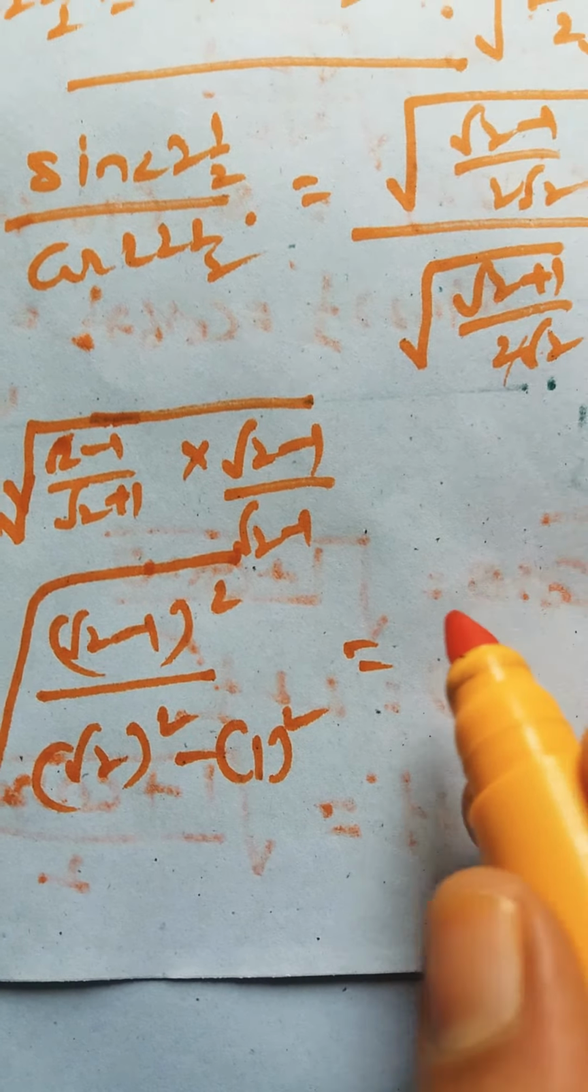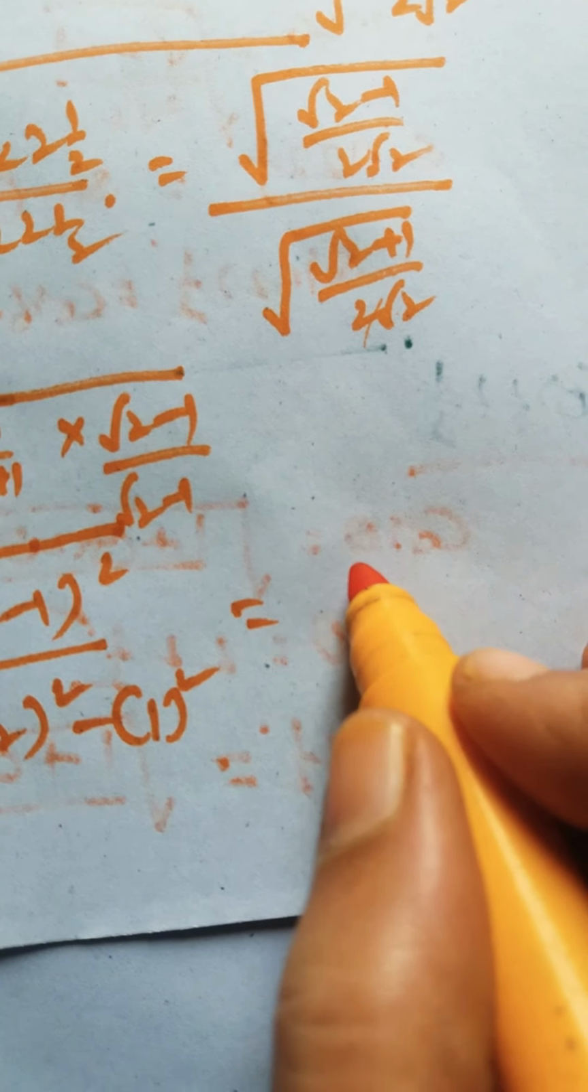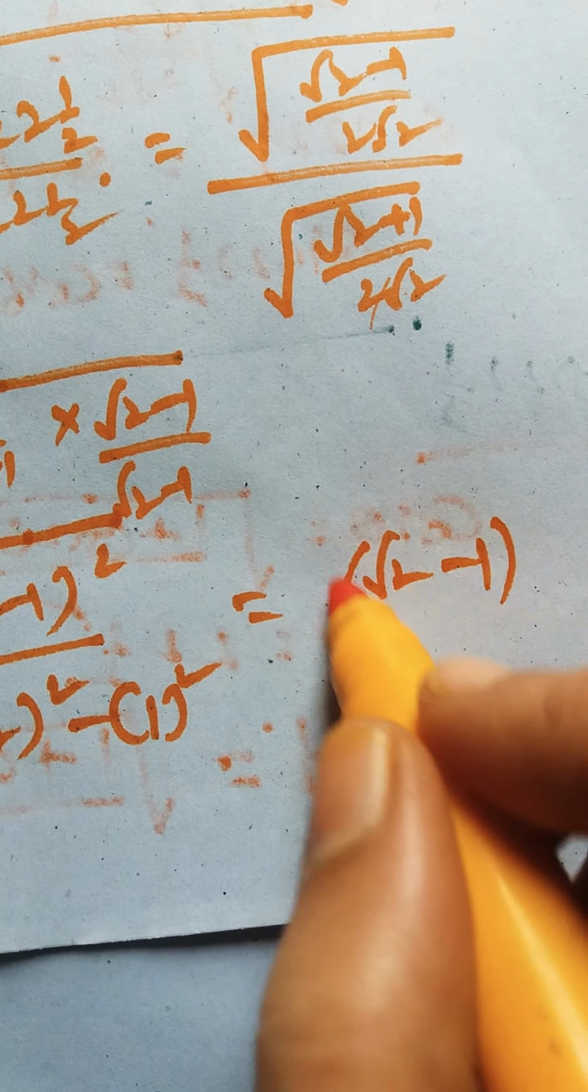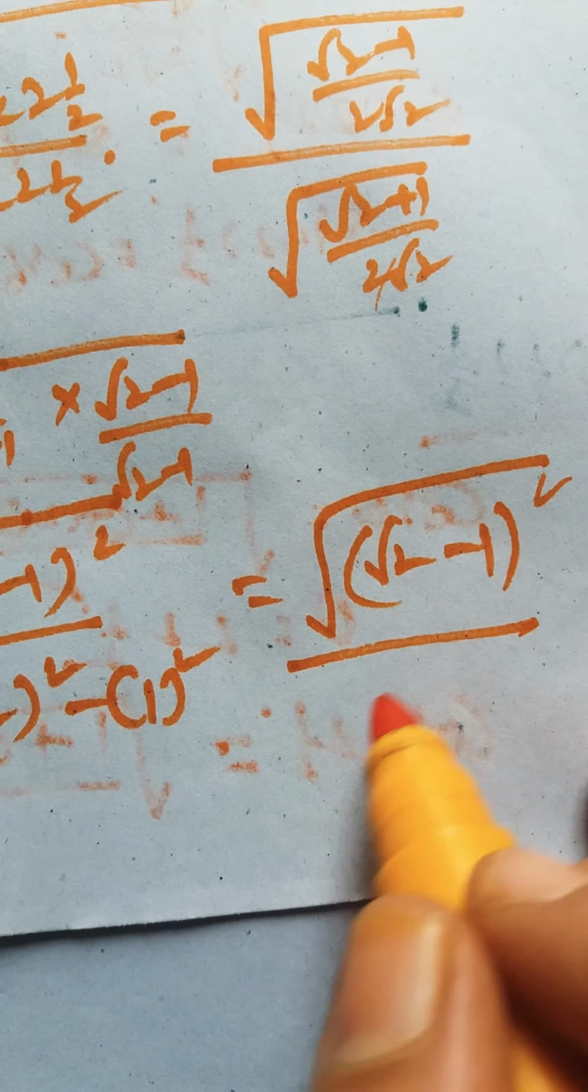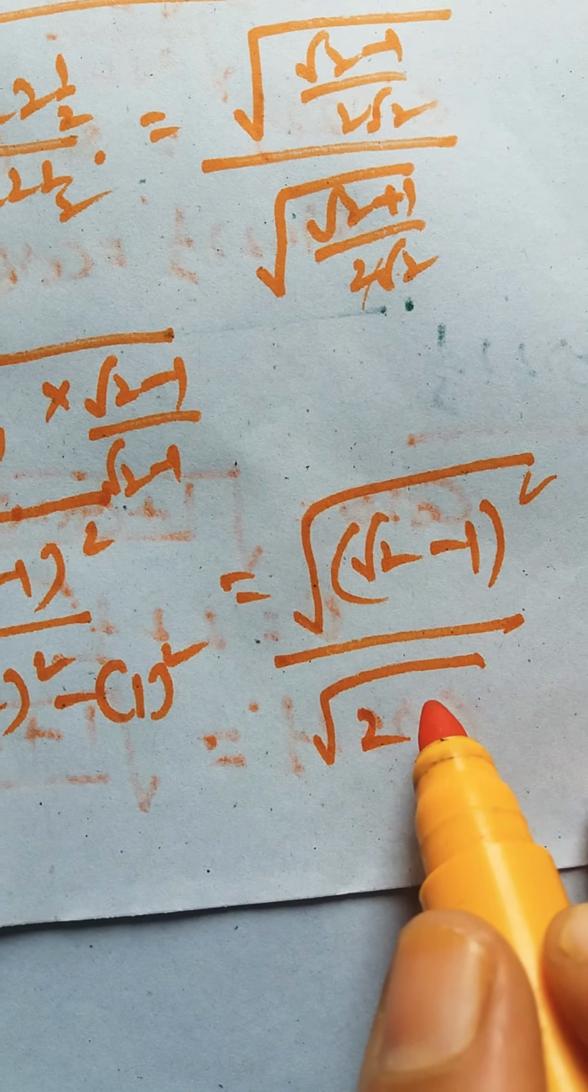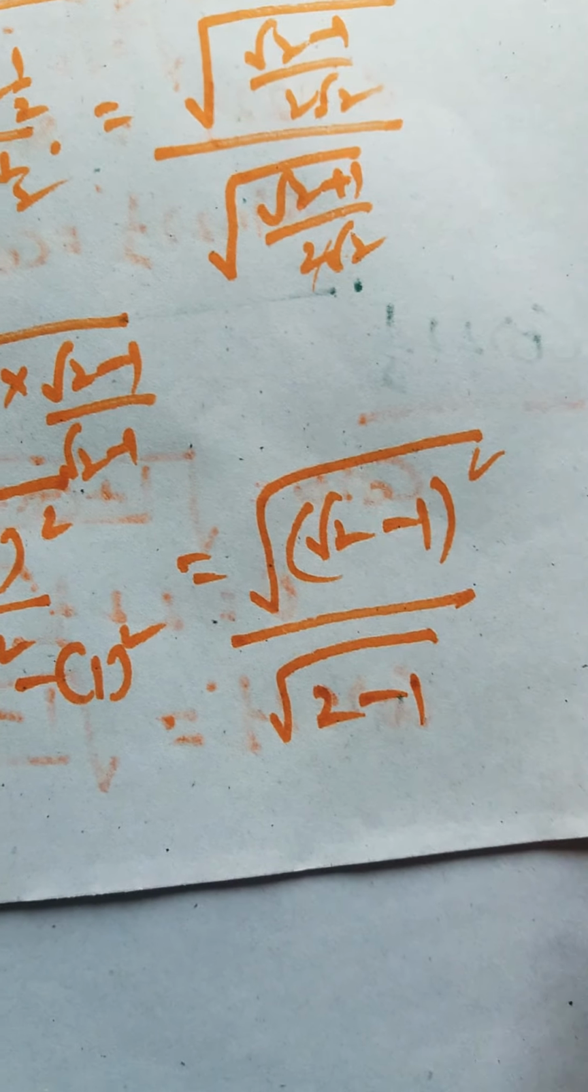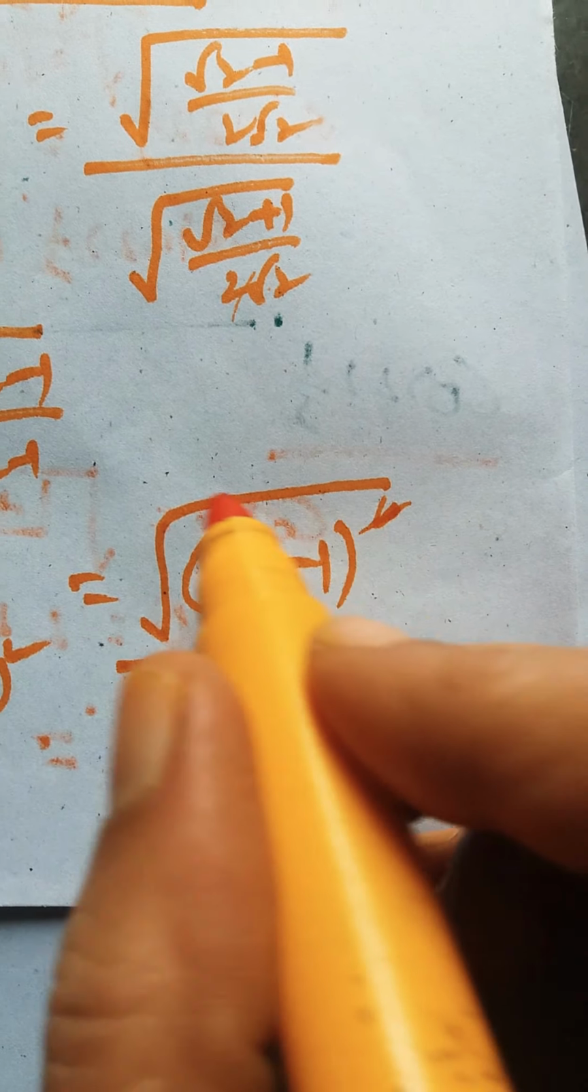Now I will separate the root for both numerator and denominator. We will get here root of (root 2 minus 1) whole square, divided by root of (root 2 square, which means 2 minus 1 square is 1). Now here the numerator square and root will get cancelled. We will get the numerator as root 2 minus 1, and the denominator 2 minus 1 is 1. Under root means 1 only. So this is tan 22 and a half degrees. Now tan 22 and a half degrees is square root of 2 minus 1, and it is nothing but the complement.